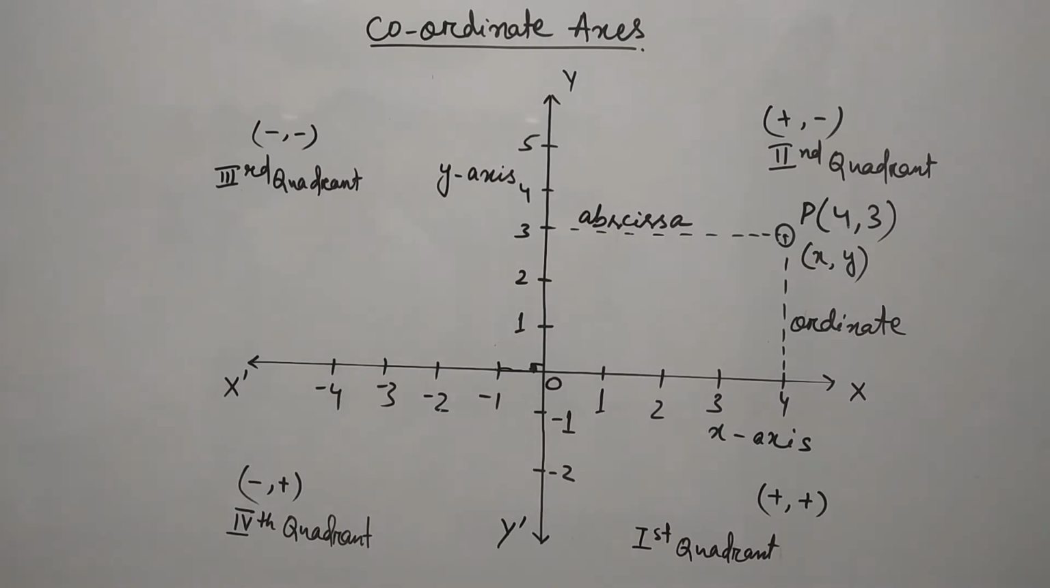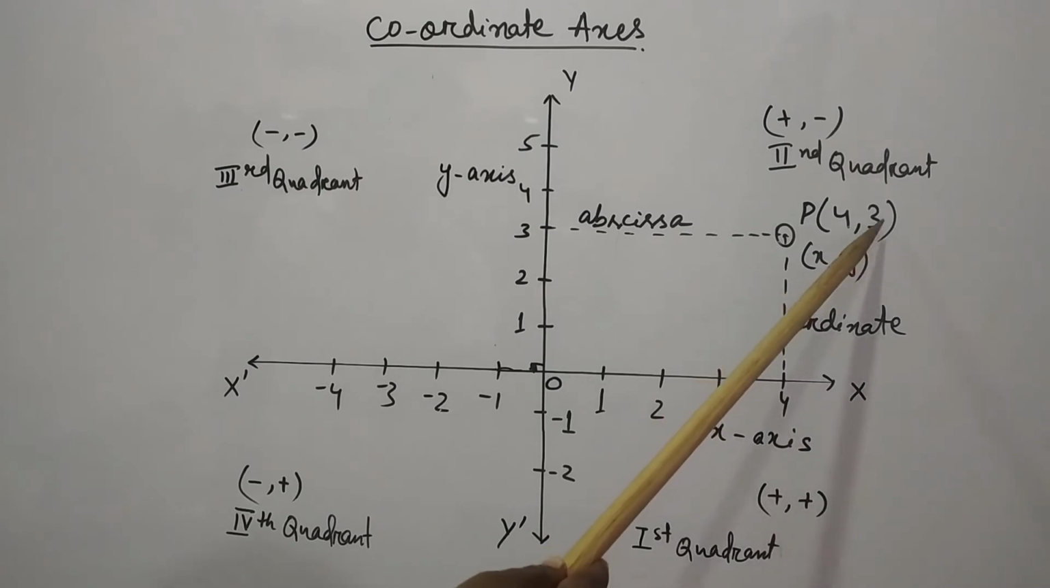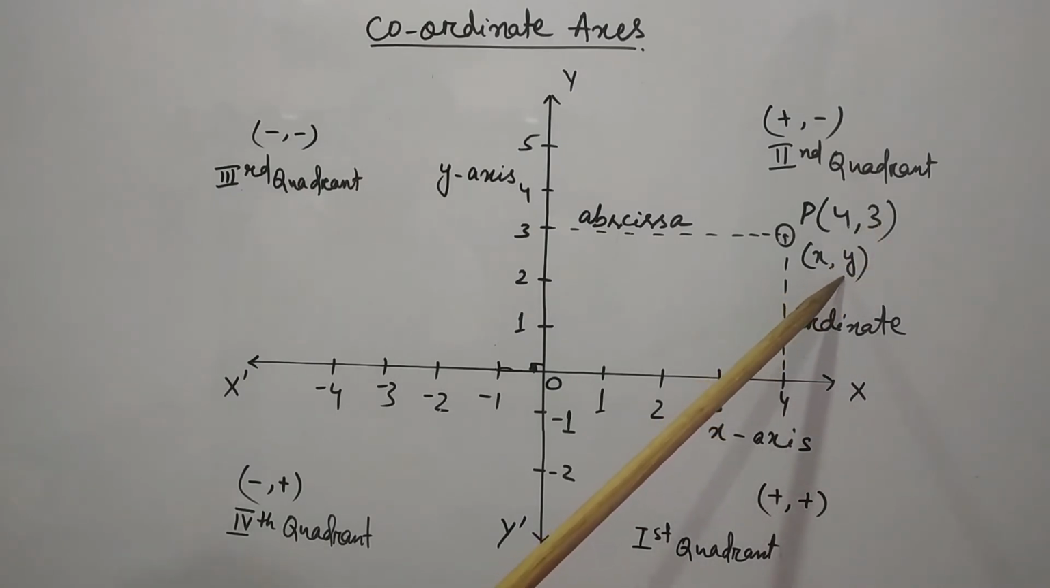And as you can see here, 4 means it starts from this point, the intersection of the two lines, and goes towards the x-axis, that is positive 4. So 1, 2, 3, 4. And the 3, which is on the y-axis, goes 1, 2, 3. From this 4 and 3, 2 dotted lines have been drawn, and the point where they meet is the location of the point P with the coordinates 4 and 3.